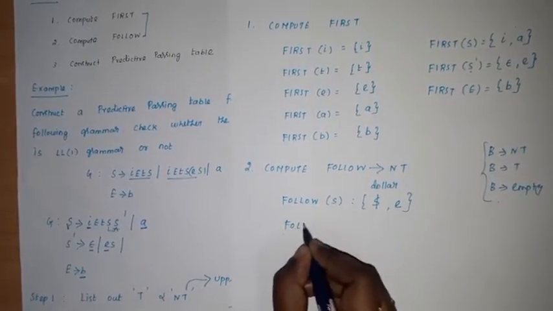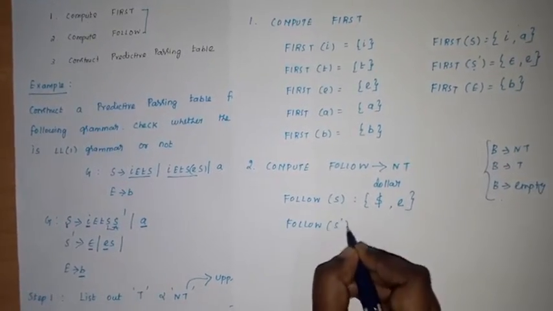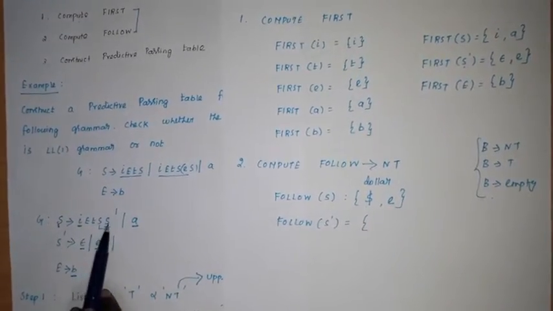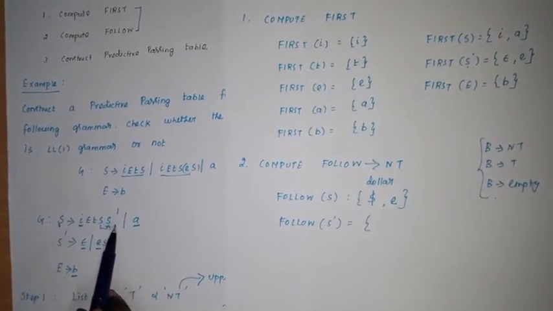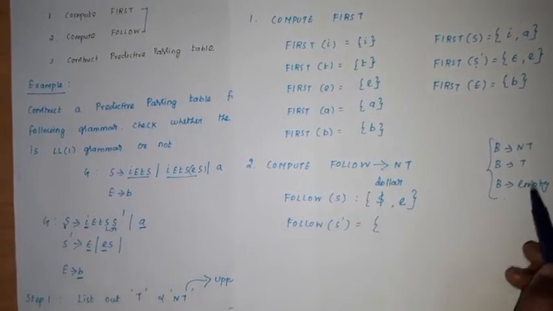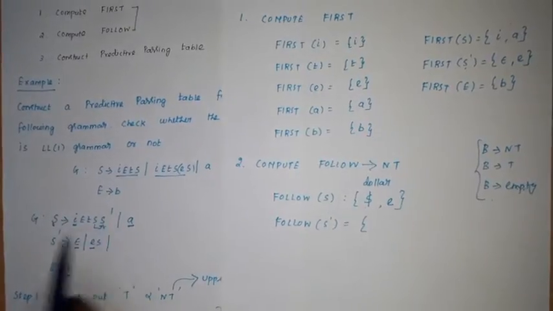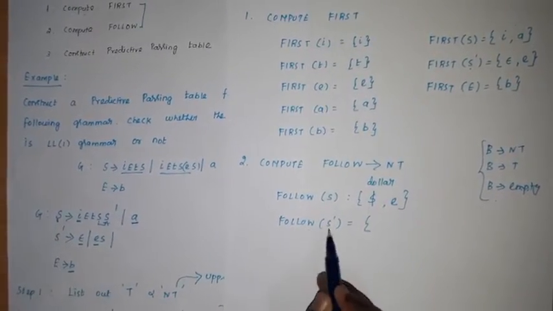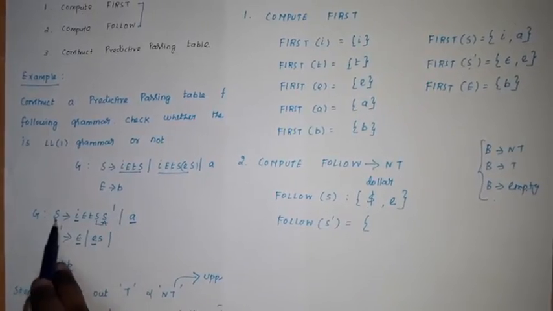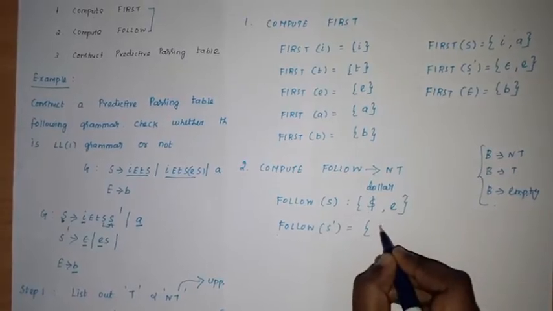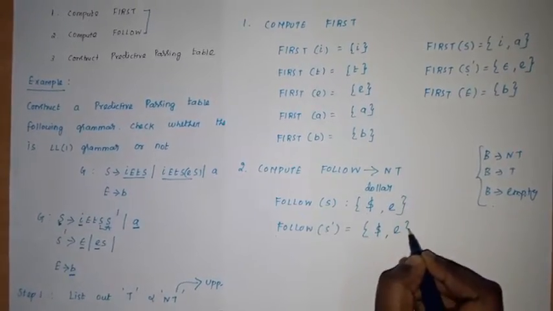Then find out follow value for S dash. See the original grammar. Here S dash is followed by empty space. If S dash is followed by empty space, then we find follow value for the left hand side of the production. So follow of S dash is equal to follow of S. Follow of S is already found. So the value of follow of S dash is dollar and e.